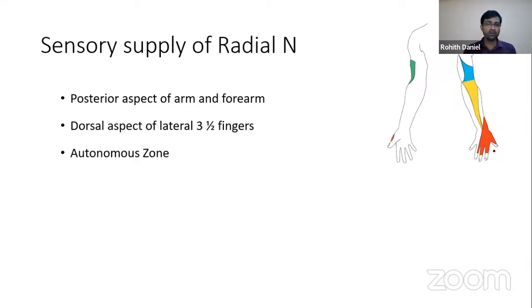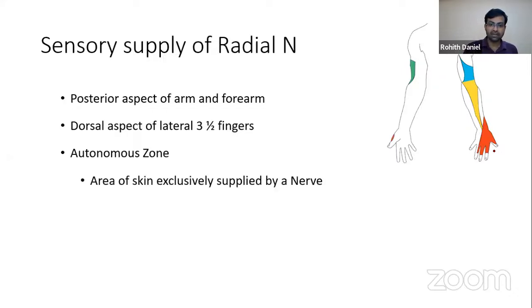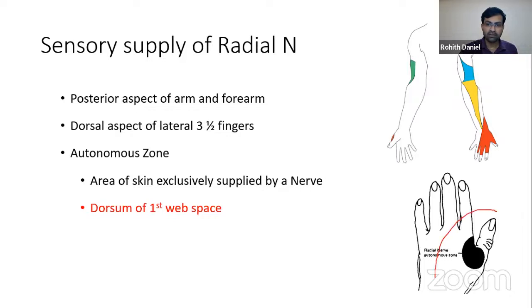Now, what is this autonomous zone? Autonomous zone is an area of the skin which is supplied exclusively by a single nerve. In the case of radial nerve, it is the dorsum of the first web space of hand here. So if you need to test the sensations in radial nerve, you just need to touch here and ask the patient, can you feel anything, or is there any paresthesia or altered sensations? That is all that you need to do.